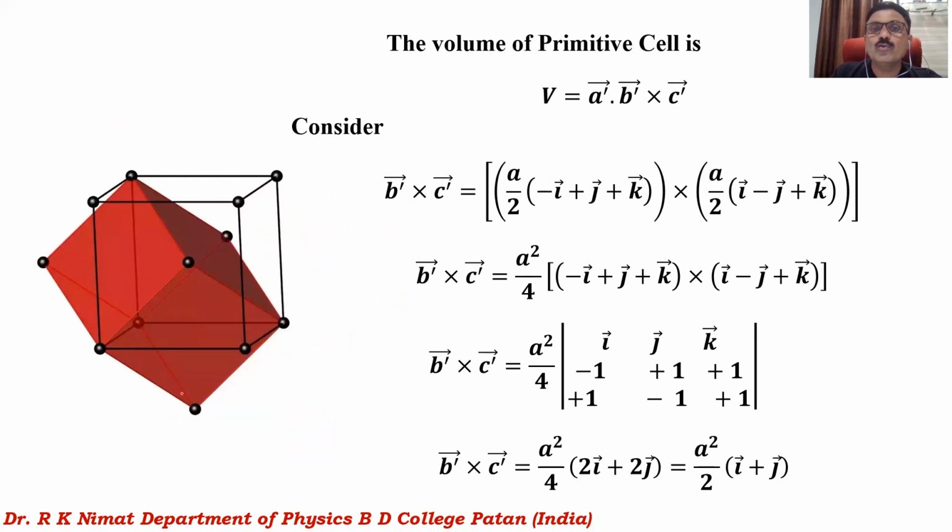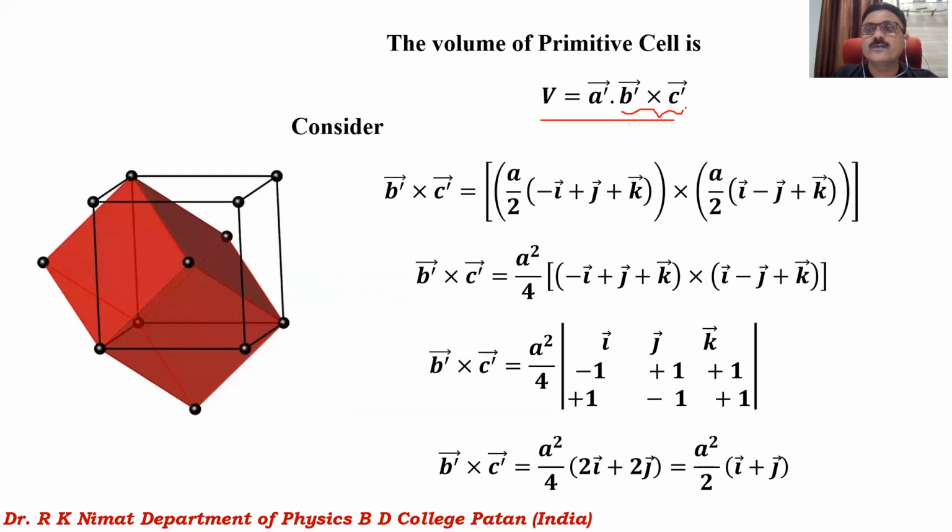We have to find the volume of the primitive unit cell of the body-centered lattice, and we know that it is obviously given as V is equal to vector a dash dot vector b dash cross vector c dash, because it is a scalar triple product of the three vectors which form that particular unit cell. Now first of all, we'll calculate this cross product, vector b dash cross vector c dash. We have calculated b dash and c dash.